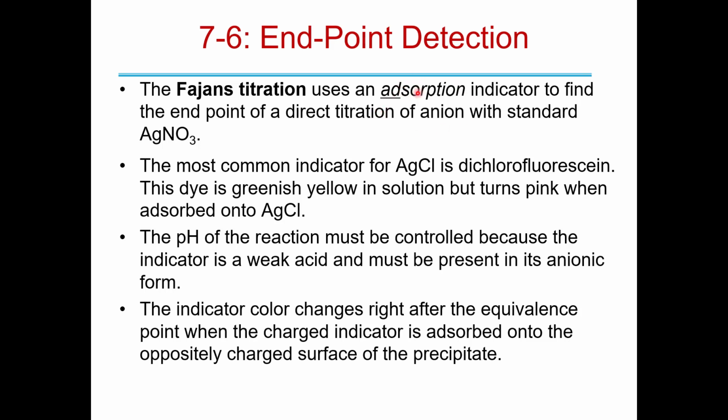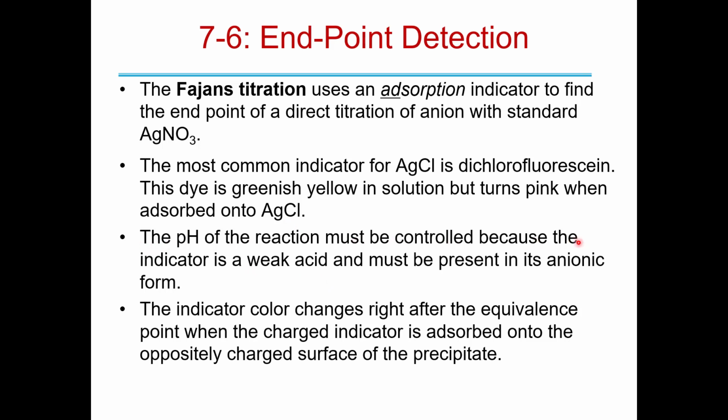So adsorption is sticking to a surface. And so the most common indicator that we use for, say, determining silver chloride, is one called dichlorofluorescein. So this dye is greenish yellow in solution, but when you've got enough silver chloride around in the right form and it binds to that silver chloride solid, it turns red. So that's pretty cool. So we're actually precipitating out our silver chloride, and then when we get to the right point so that we've precipitated it all, the dichlorofluorescein will bind to that surface and turn red.